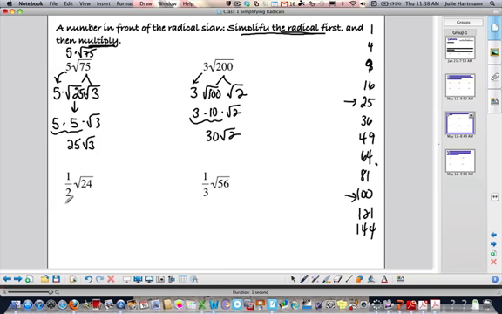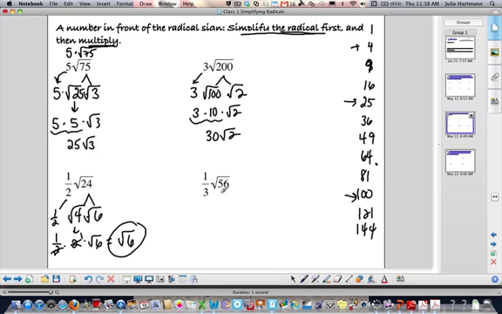Next one, you have 1/2, so bring that down. 24, what perfect square goes into 24? Let's see, it's not 16, not 9, 4. 4 goes into 24, that's 4 times 6. So you have your 1/2 times the square root of 4 is 2 times root 6. 1/2 times 2, those cancel, it's just 1, so you get root 6.